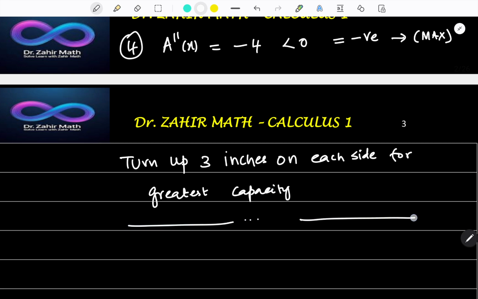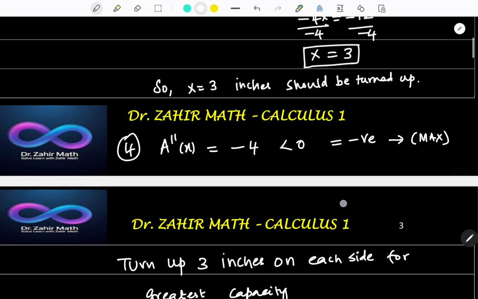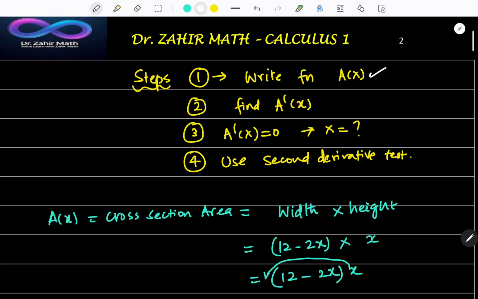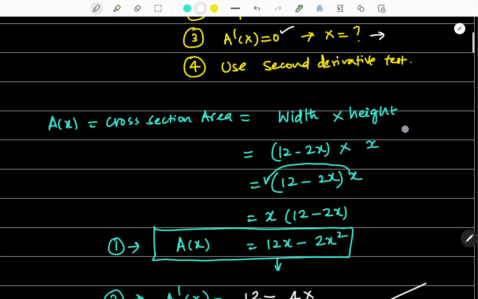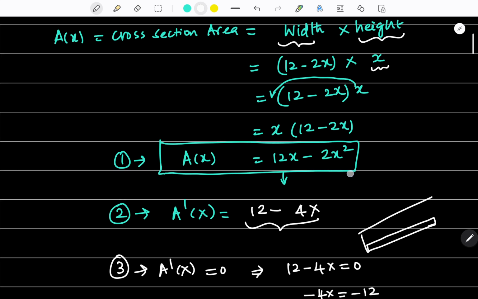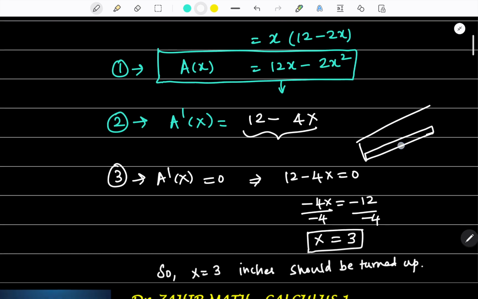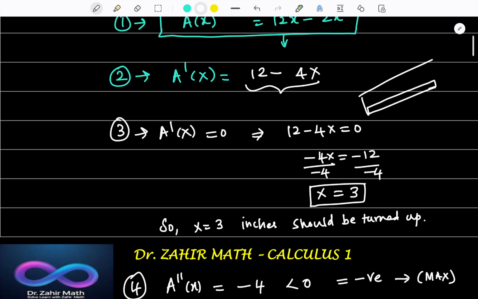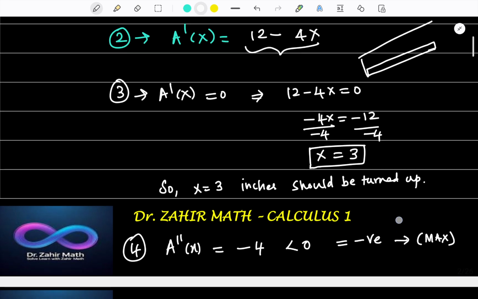It's a very easy question, right? So let me go back again and explain it very clearly. Once again, first you need to find step number 1, A of x. Then find A dash of x. Then set A dash of x equal to 0, and you're going to get critical points. Then use the second derivative test. So A of x, the formula is width multiplied by height. Width is 12 minus 2x multiplied by x. So I get the function A of x. Then I get A dash of x equal to 0. I'm getting x equal to 3. So it means x equal to 3 inches should be turned up.